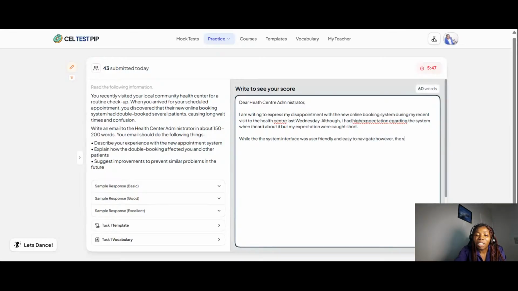However, the platform requested a lot of personal information that I would not have been asked for on a similar online booking platform, which took a lot of time to fill out.